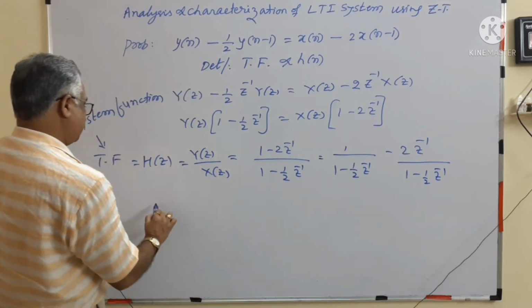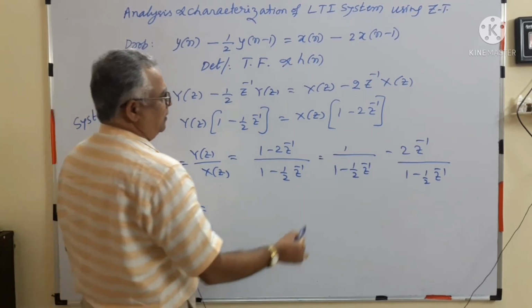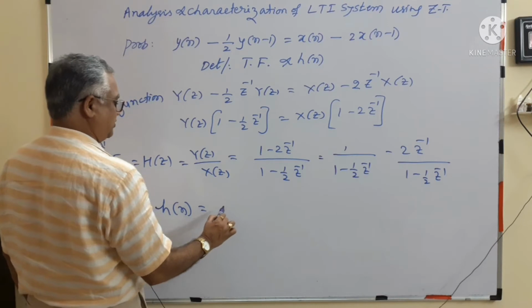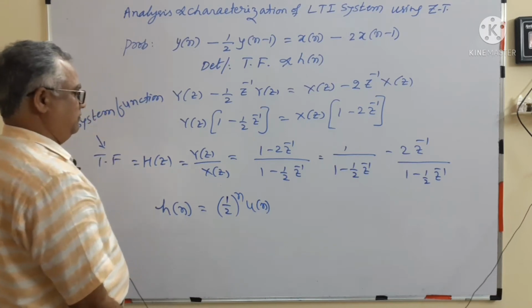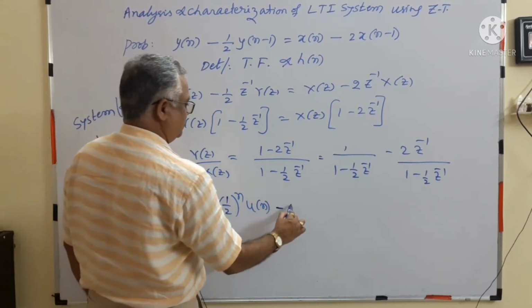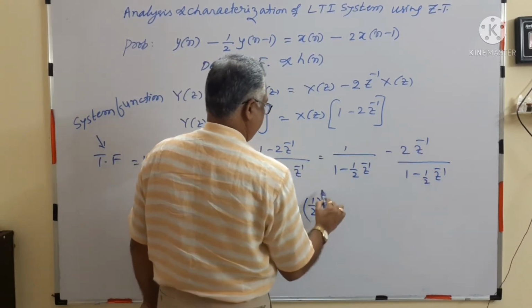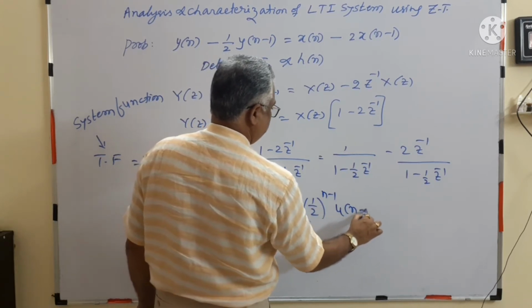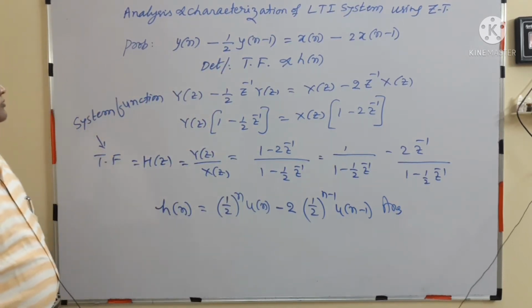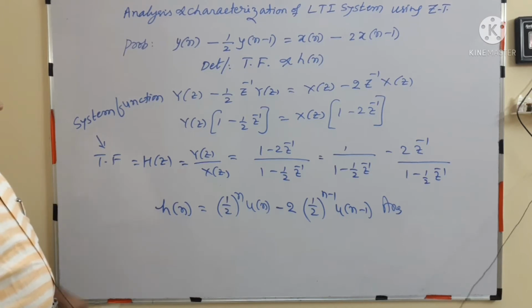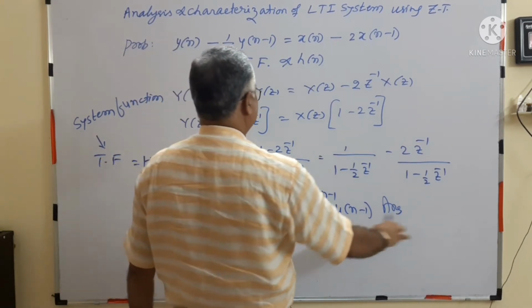So what is the inverse of this, h(n)? It is nothing but (1 by 2) to the power of n u(n), minus 2 times, again, (1 by 2) to the power of, since z inverse is there, n minus 1, u(n minus 1). So this is the answer. That's all.